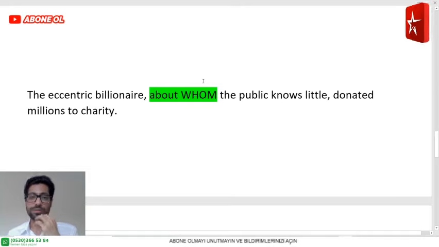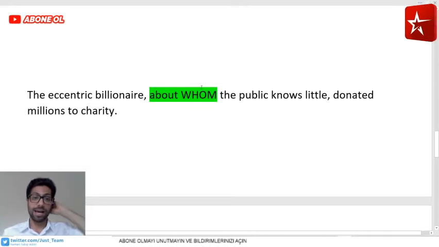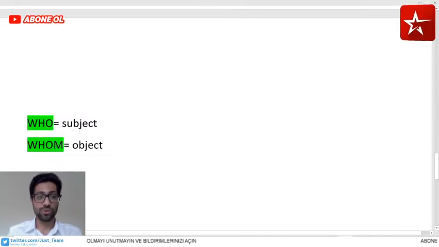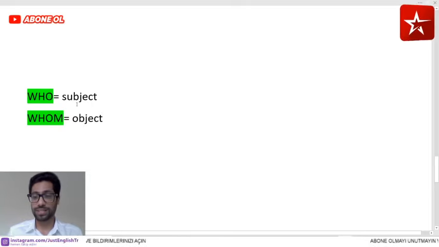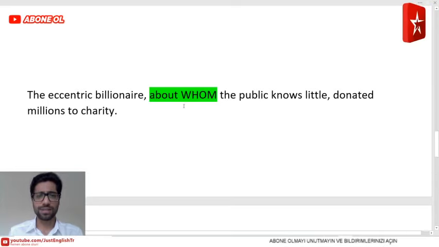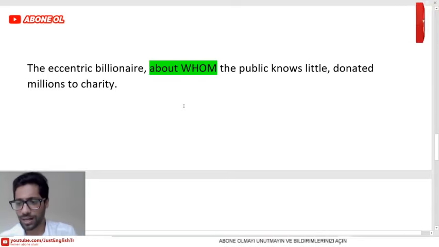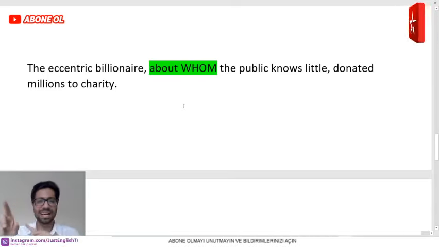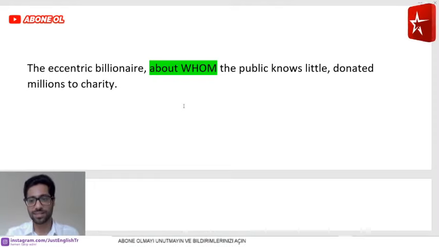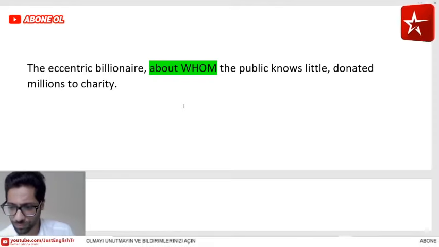Now, the last one. As we said before, who is for the subject and whom is for the object. Now, the sentence with whom, and I believe the second hour we will do exercises and so on.